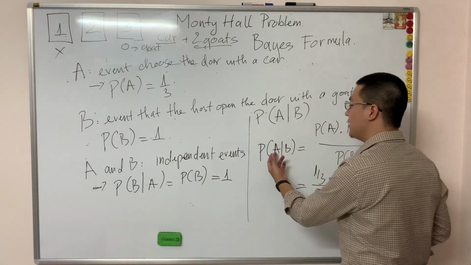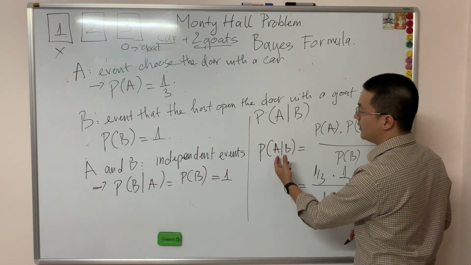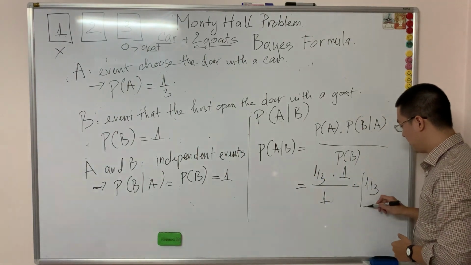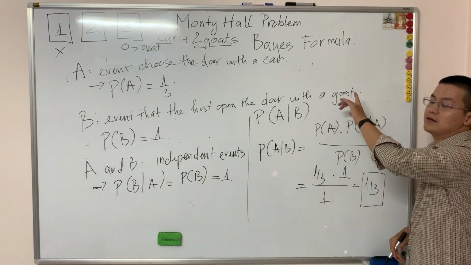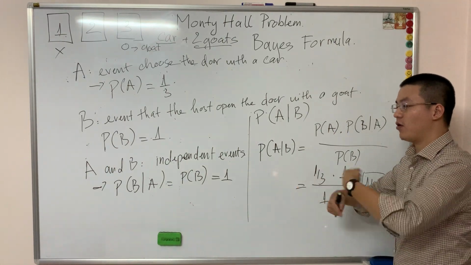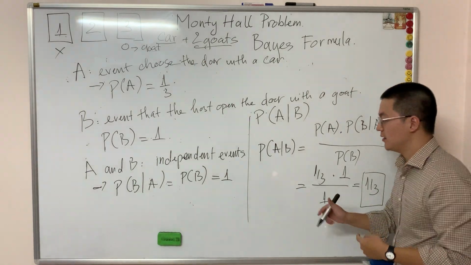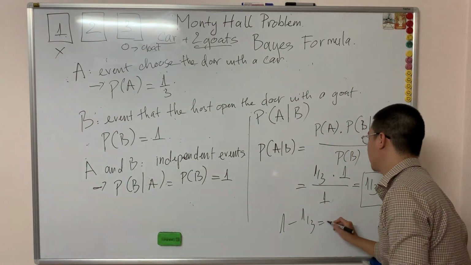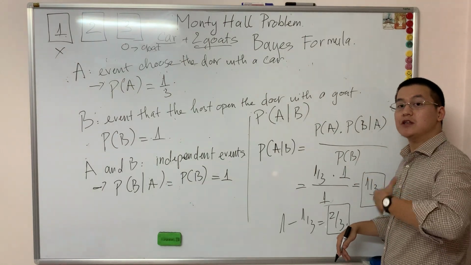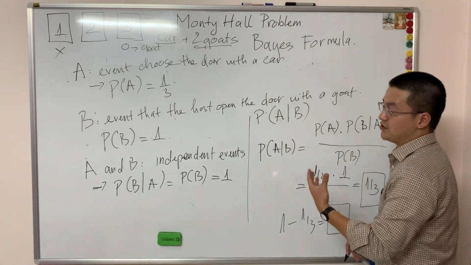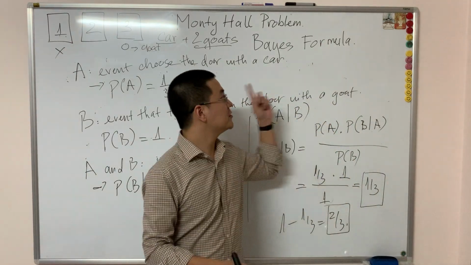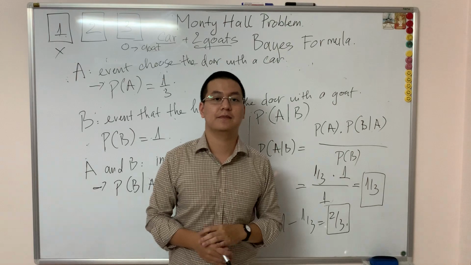So the probability you choose the door with the car given the event that the host opens the door with the goat is 1/3, like the number 1/3 in the tree diagram. So if you switch the door, the probability you get the car is 1 minus 1/3, which is 2/3. That's it. You increase the chance to get the car if you switch the door. That is very easy to understand. That is the whole problem, the Monty Hall problem. Thank you for watching this.